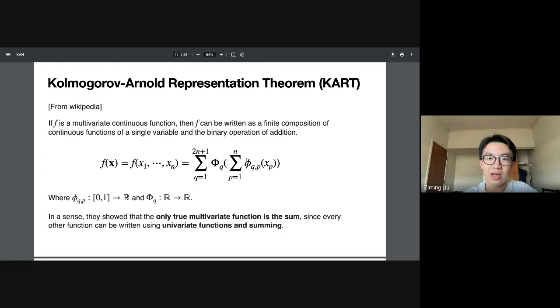So here the phi qp and capital phi q, all of them are just one-dimensional functions, basically taking in one number, output one number. And you see the big summation symbols here. So basically saying that in this formula, you got this in the bracket, and within the bracket, you got some summation symbol, and in the outer loop, you also got this summation symbol. Looks a bit complicated, but let me give you an intuitive diagram.